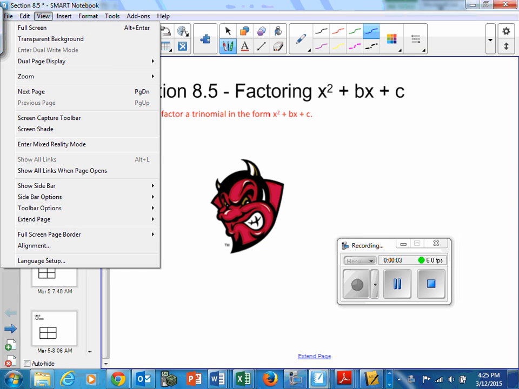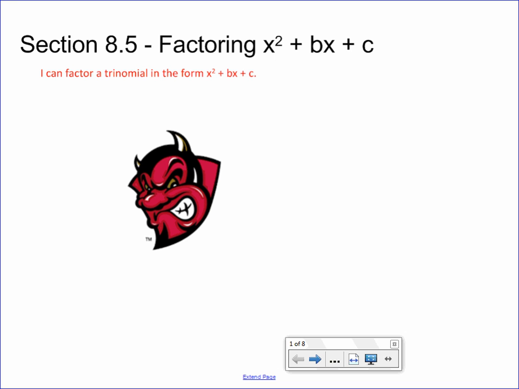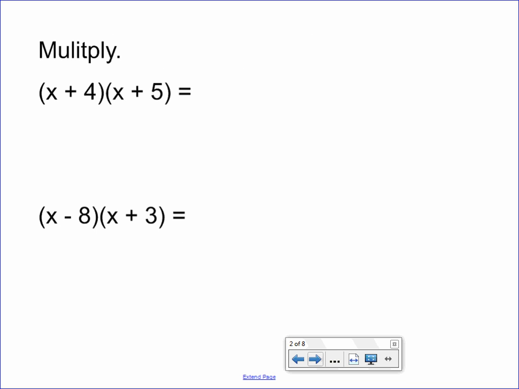Today we're going to be looking at section 8.5, the second half of this chapter, which deals with factoring trinomials in the form x squared plus bx plus c. So hopefully by the end of this you can say, I can factor a trinomial in the form of x squared plus bx plus c.